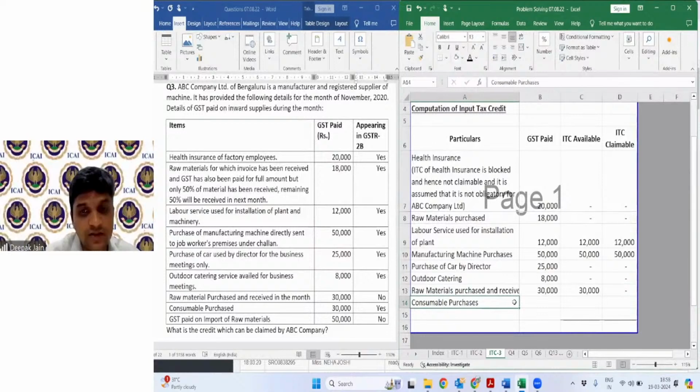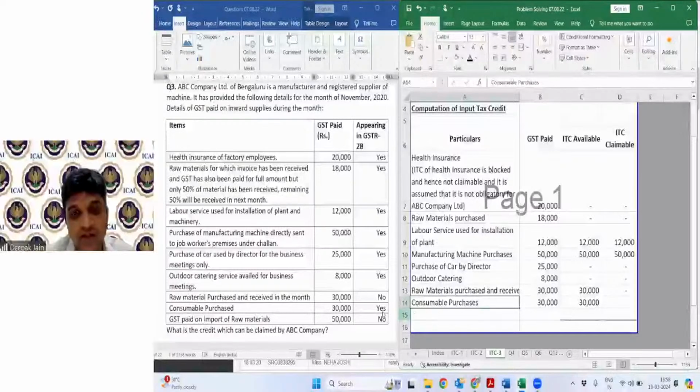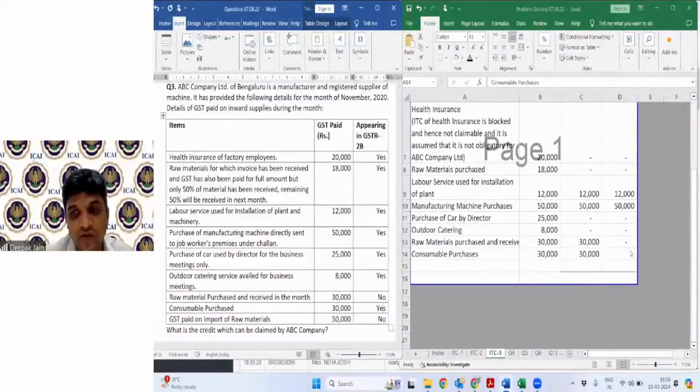Then consumables purchased. Consumables purchased are used for the purpose of operations and are not restricted anywhere. So I can claim the ITC. ITC is available. Yes. Is it appearing in my GSTR 2B? It says yes. So can I claim it? Yes, I can claim it.